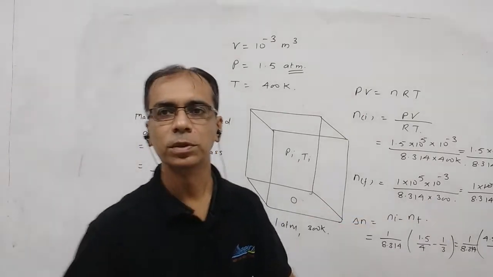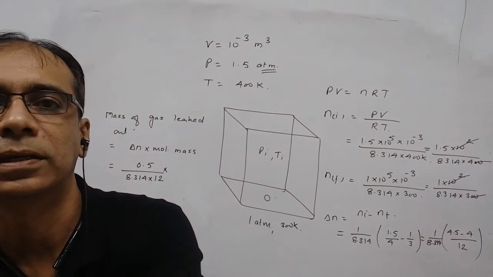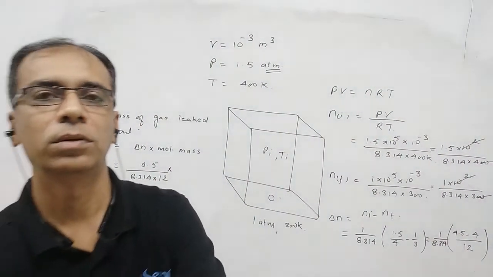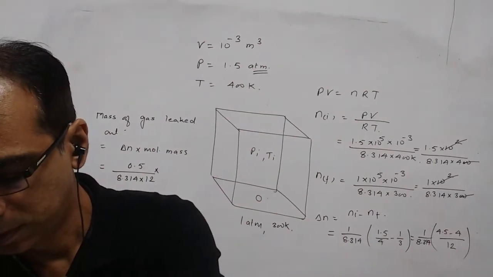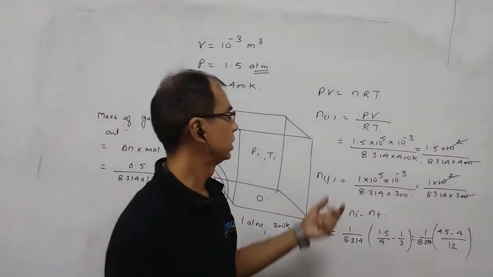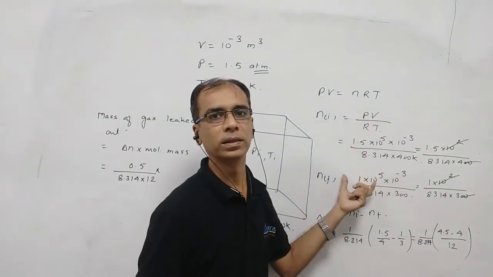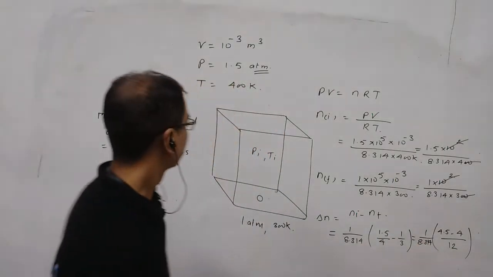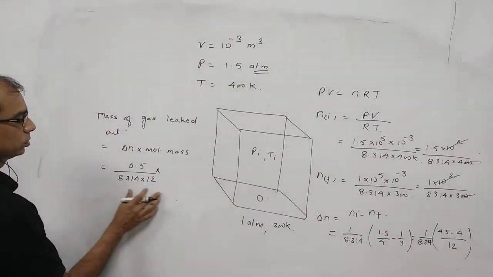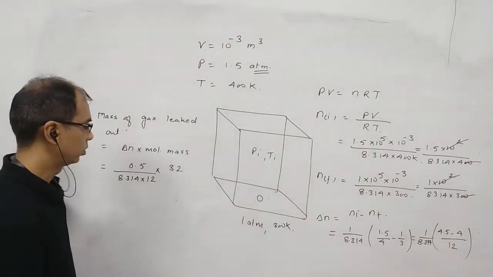I hope this is visible to you. Let's see. I'll tilt it a little. Now it's fine, I think. Okay, see what I have done over here. This I told you already, PV by RT. So you can see the calculation now clearly. So 0.5 into this thing into the mass, 32 gram, if we want the answer in terms of gram only.